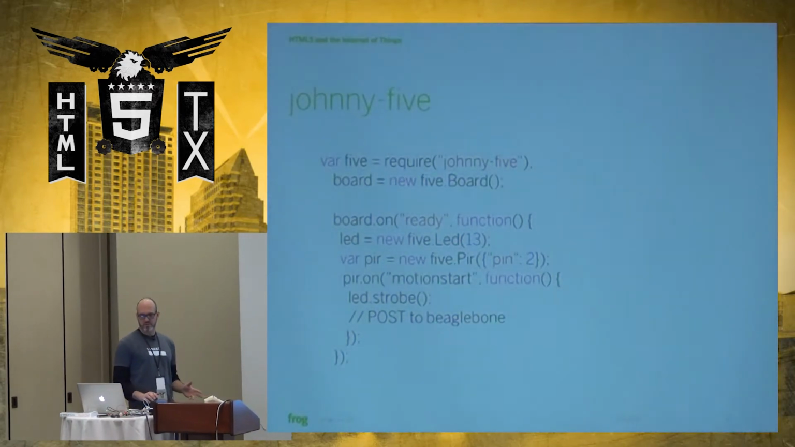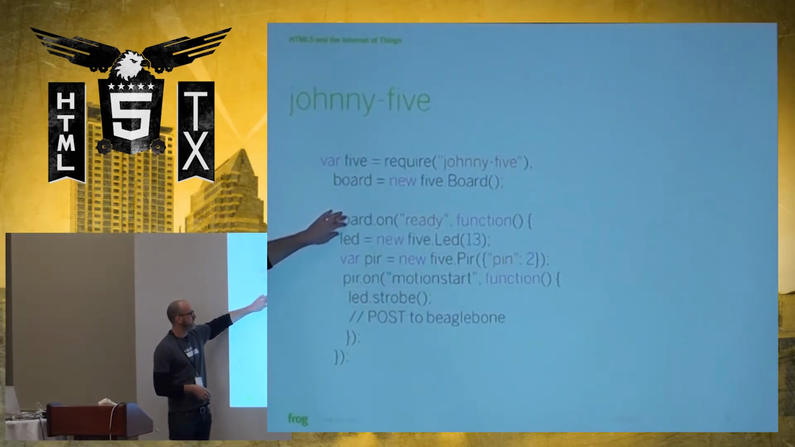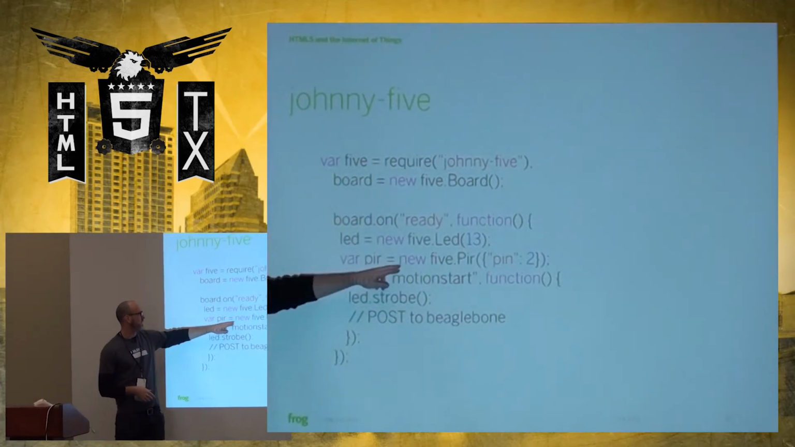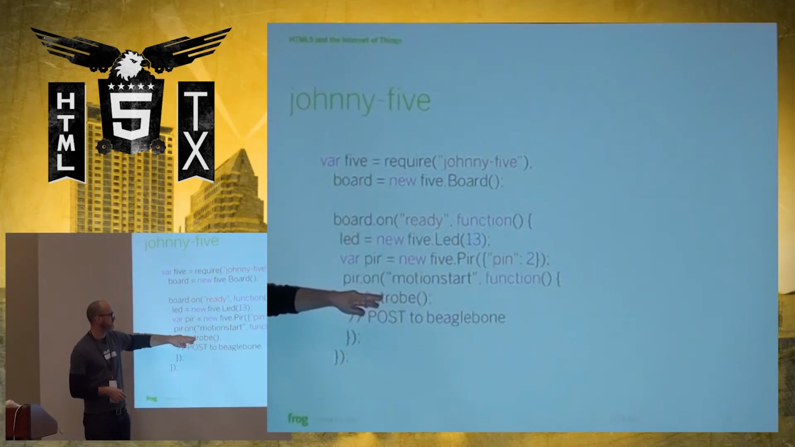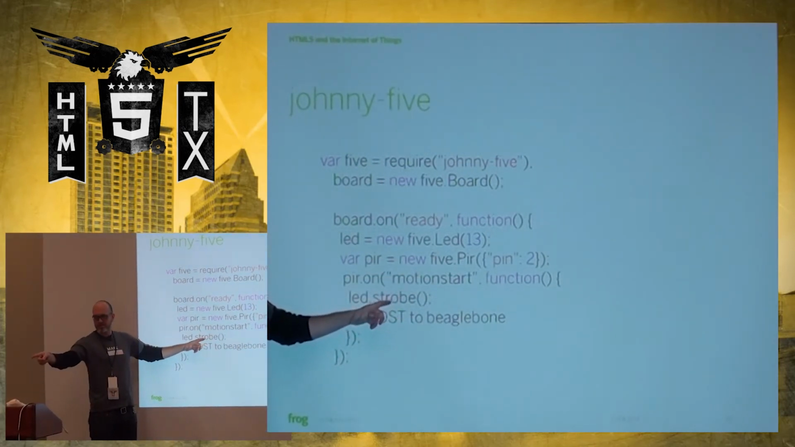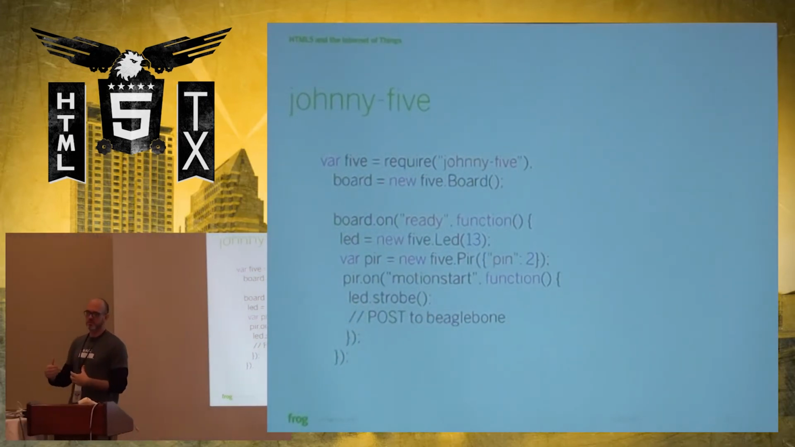That's how it looks. Johnny5 looks very similar to Arduino, and you've still got a board object. Basically, I flash that light. I set up the motion sensor on pin 2. On the motion start, I strobe the red light, which you're seeing the red light strobe, and then I do an HTTP post to the Beaglebone.